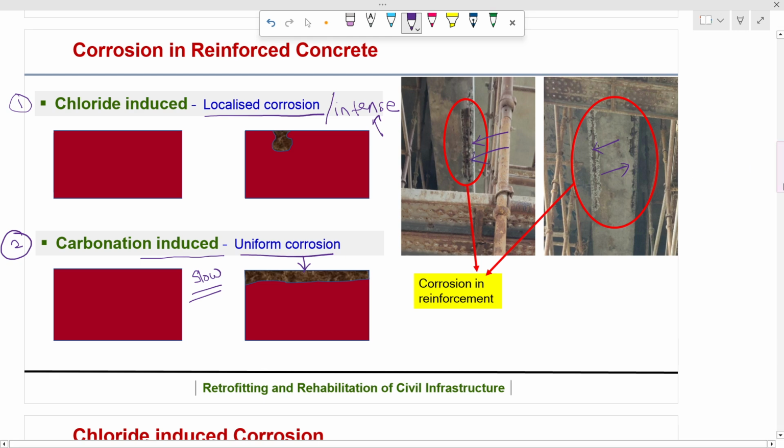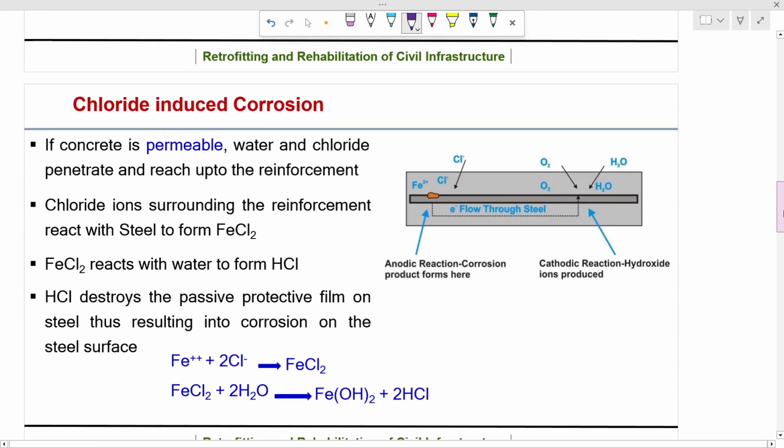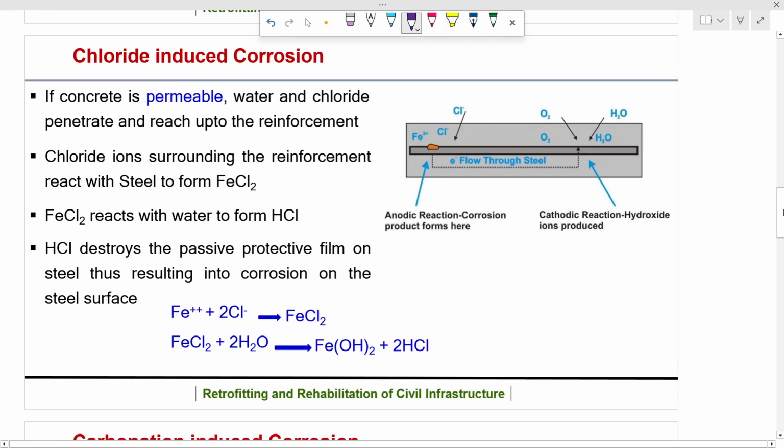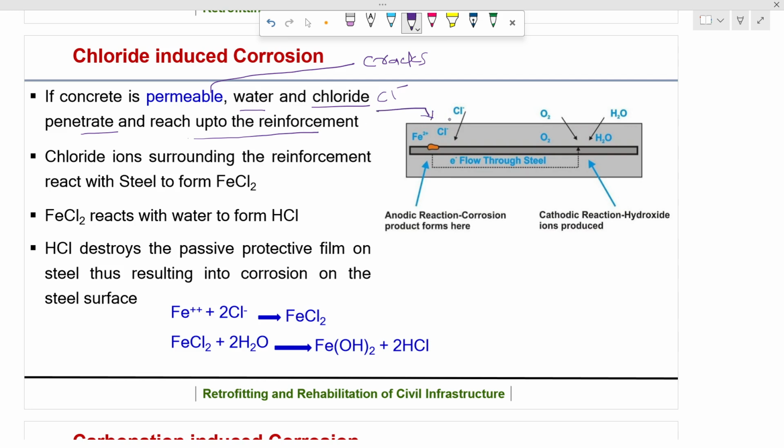Let's discuss chloride induced corrosion. What happens in chloride induced corrosion? Suppose your concrete is permeable, maybe because of a crack. The water and chloride ions penetrate and reach the reinforcement. You can see here the chloride ions and water reaching it because the concrete is permeable.